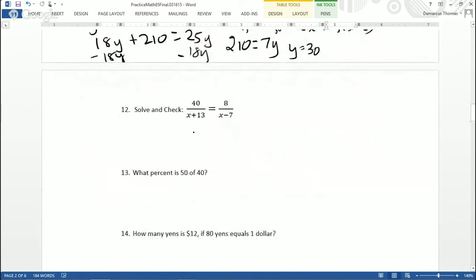12. Now, we have two rational expressions set equal to each other, so we can cross multiply. Distribute.